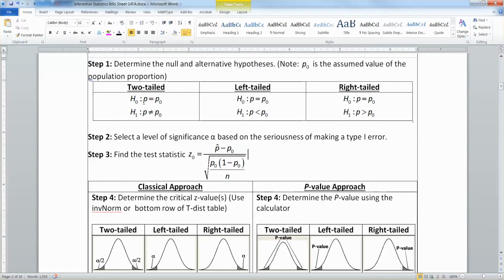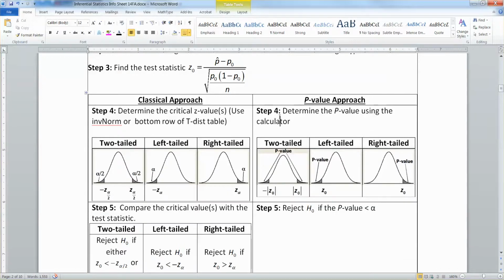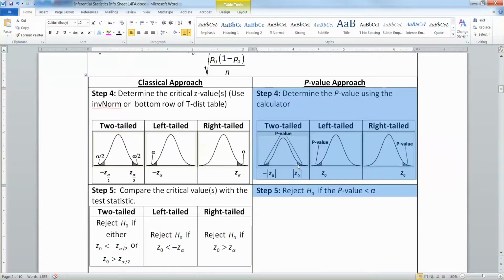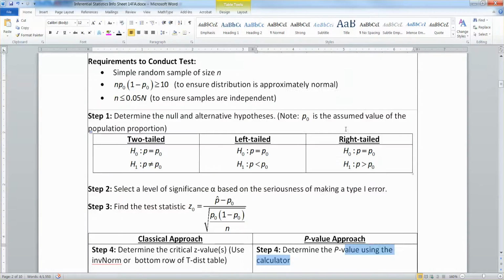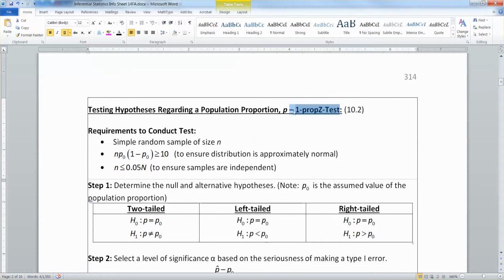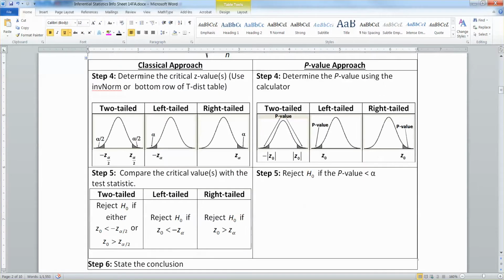If you're doing the p-value method, you'll follow along this path, using that same test statistic you found in part 3, and then the p-value, of course, comes out of the one-prop Z test that you do with the calculator. If you're stuck doing the classical method, you're going to have to use either inverse norm or the bottom row of the t-table, which we learned in chapter 7, when we first saw this, for finding critical values. Remember that inverse norm always takes the area in the left tail. That is always the way inverse norm is.